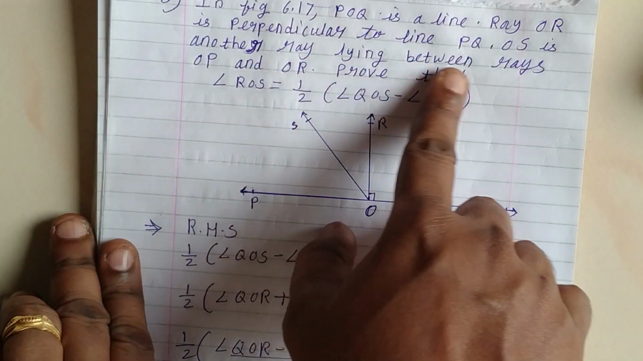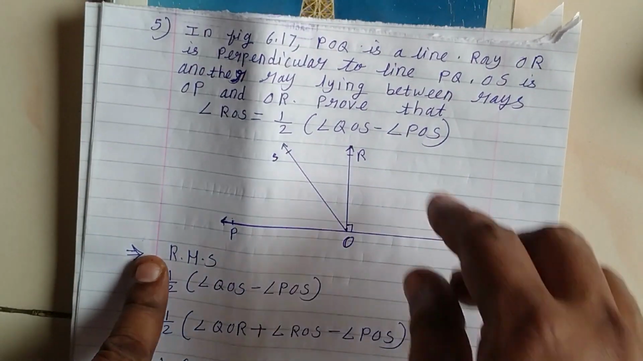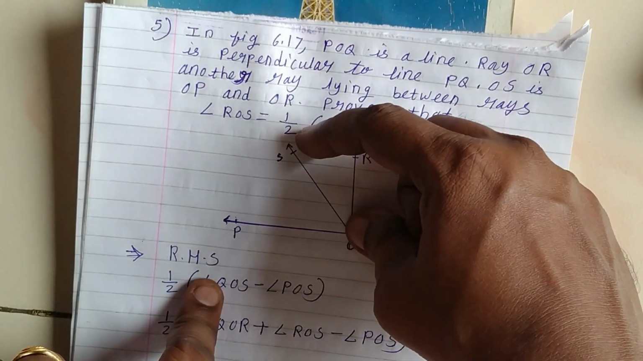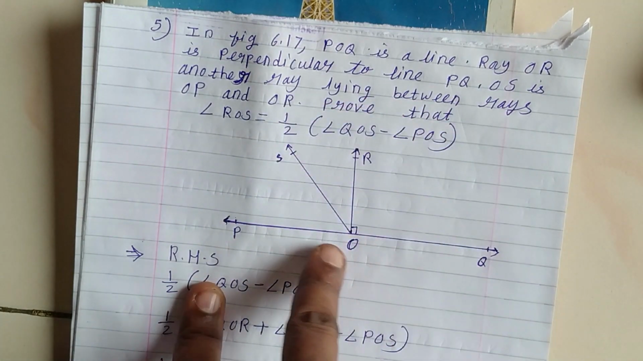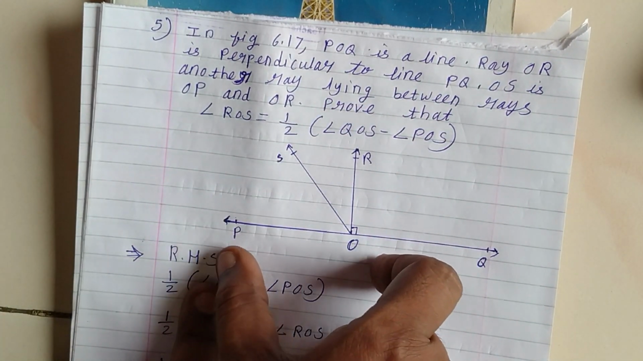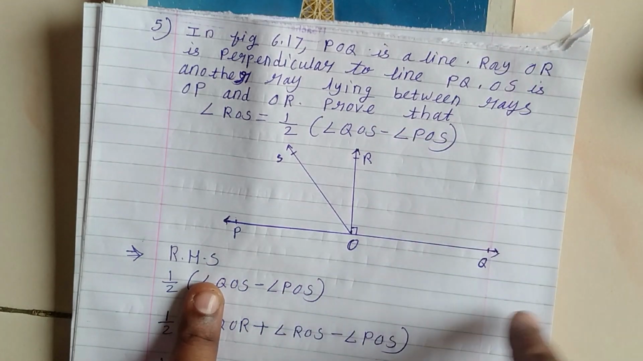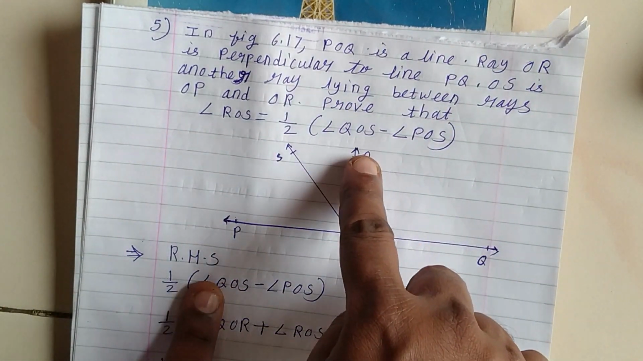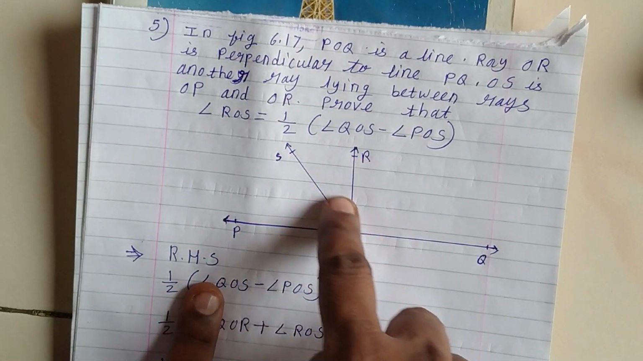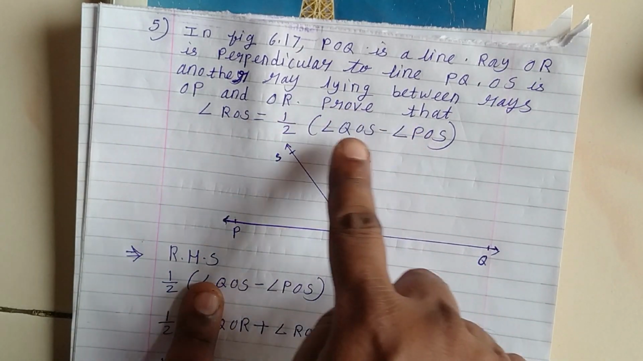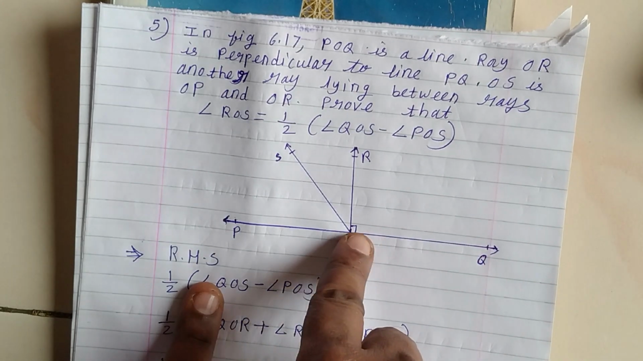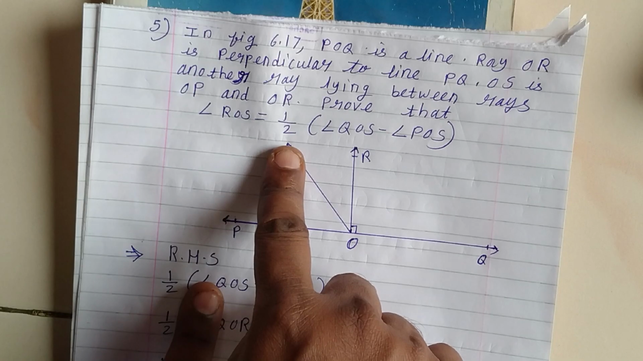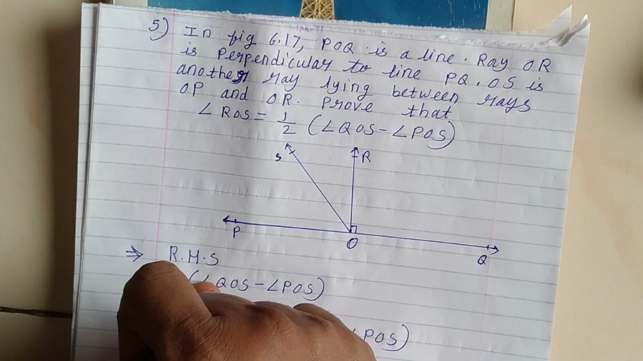OS is another ray lying between ray OP and OR. Between these two rays there is another ray OS. Okay. Now what we have to prove? We have to prove that angle ROS is nothing but half of angle QOS minus angle POS. Okay. So this we have to prove.